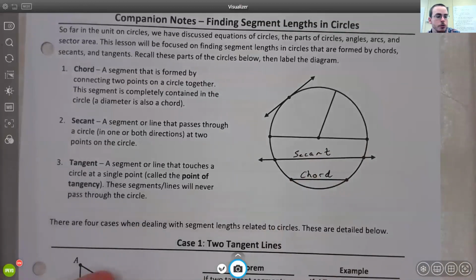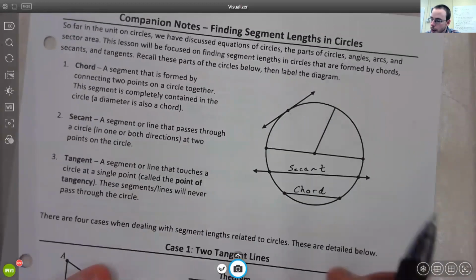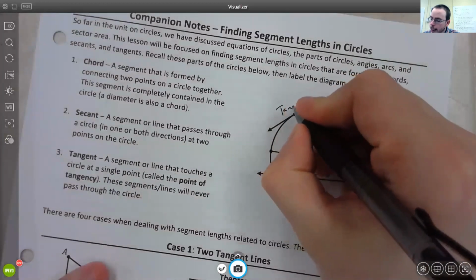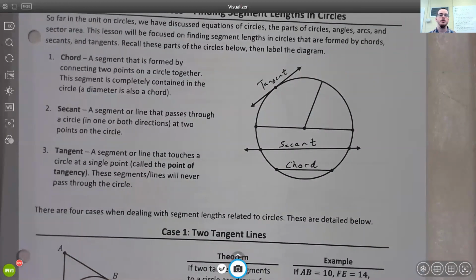And then the last one would be the tangent. And a tangent is a segment or line that touches a circle at a single point, which is called the point of tangency. These segments or lines will never pass through the circle. And so an example of that would be up here on the top left. The tangent line only touches the circle, it never goes through it.